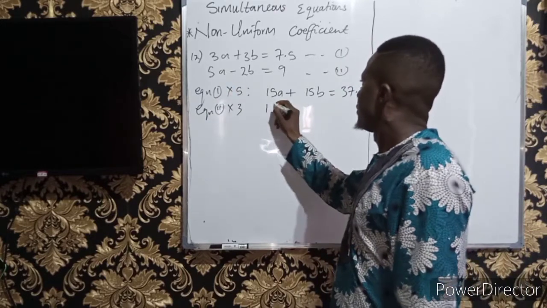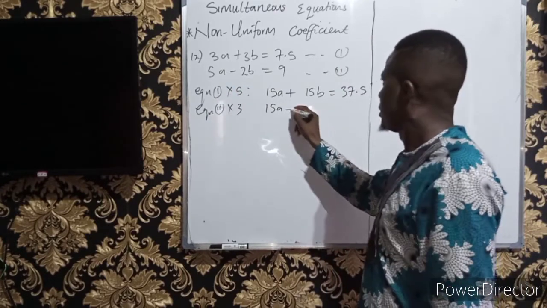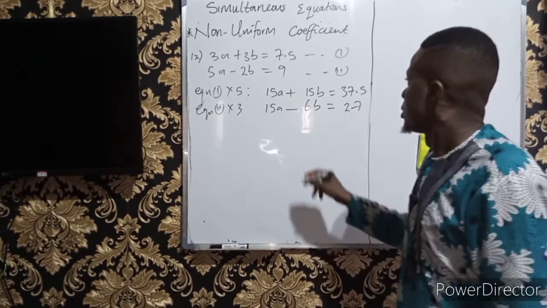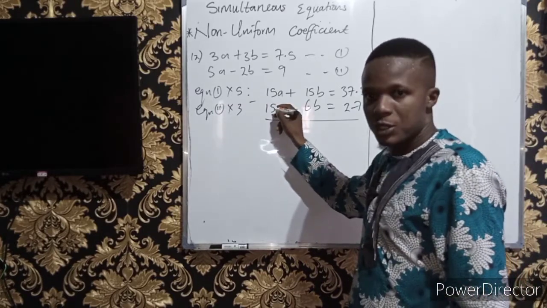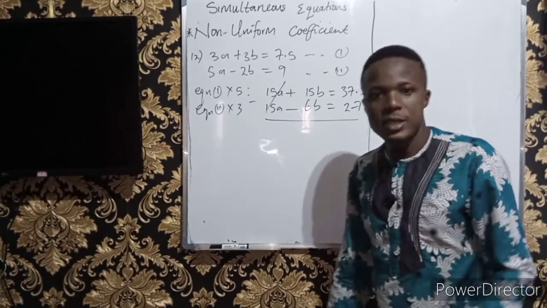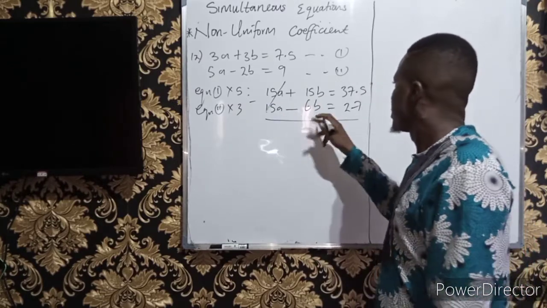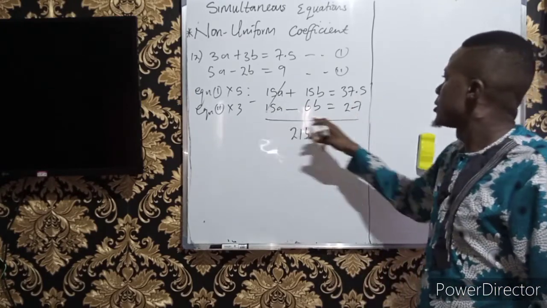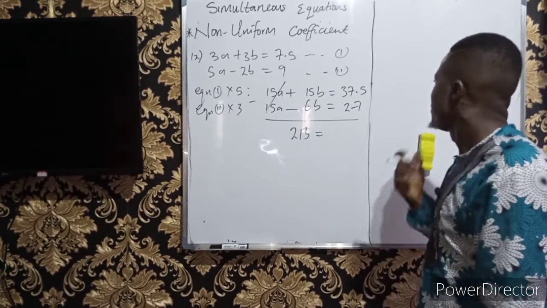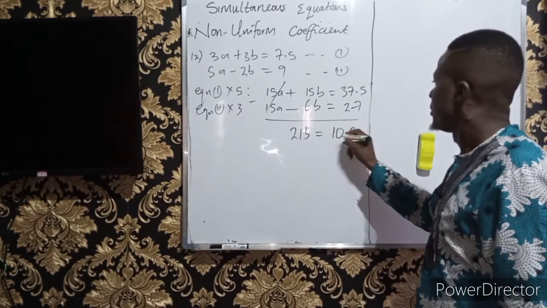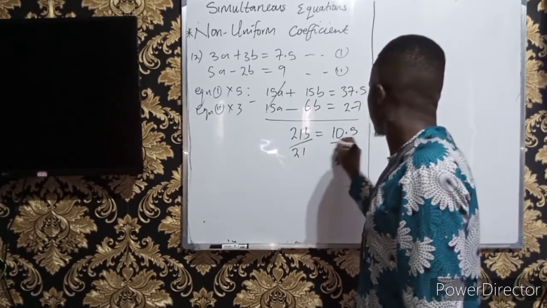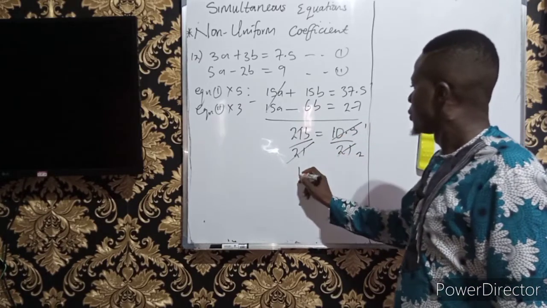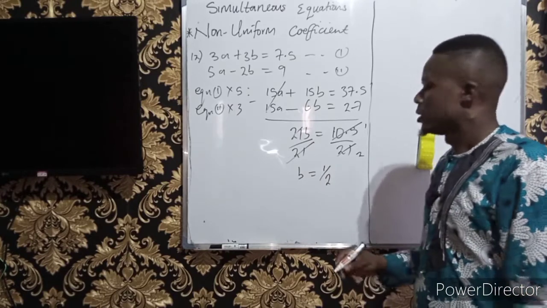3 times 5a is 15a. 3 times minus 2b is minus 6b equals 3 times 9 is 27. So when I say 15 minus 15 is 0, so therefore I have to subtract to ensure that a is eliminated. Now 15 minus minus 6 will give me positive 21b equals 37.5 minus 27 will give me just 10.5. So I'll divide both sides by 21. 10.5 divided by itself is 1, 21 divided is 2. So b is just 1 over 2. That's the value of b.